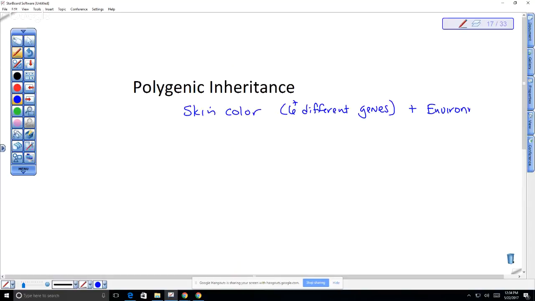Because, right, as you're exposed to UV radiation, ultraviolet radiation from the sun, your skin darkens in order to protect the genetic material from being damaged by sunlight. So that's why you tan. It's actually a protective mechanism. Okay. So we're just going to use a model example.